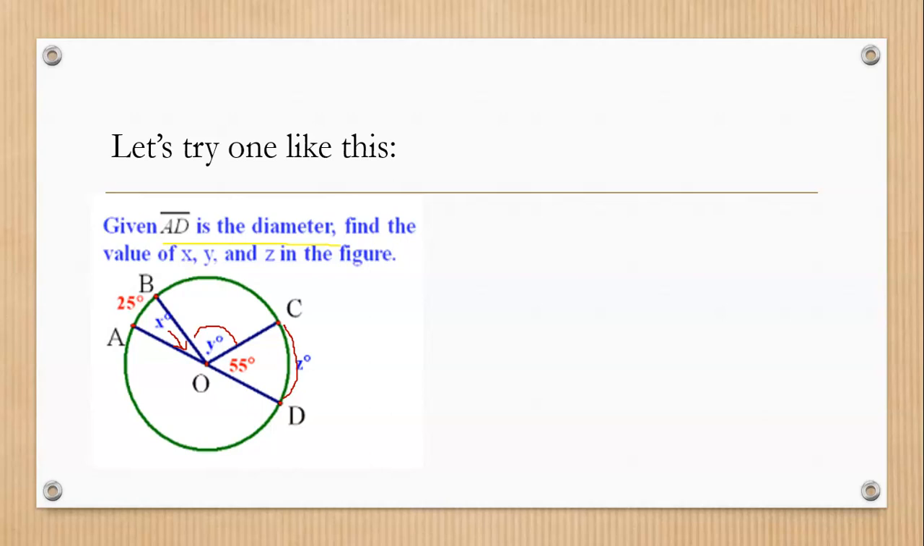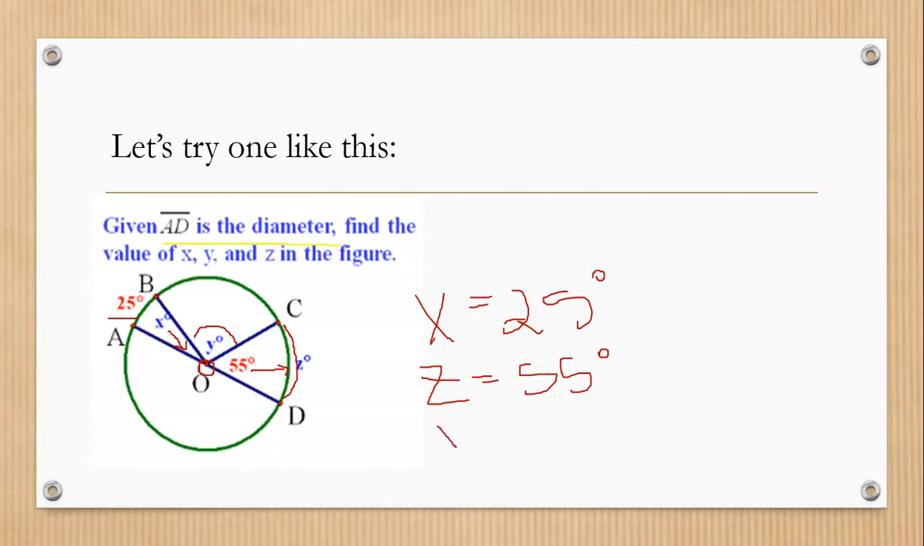Okay, so there's the different measures there, right? So angle X, remember this is a central angle. It's coming from the center O. They're equal to the arc measures across from them. So we have 25 labeled here. So that means X is going to be 25. All right, and then 55 degrees is across from Z. So Z is going to be 55.